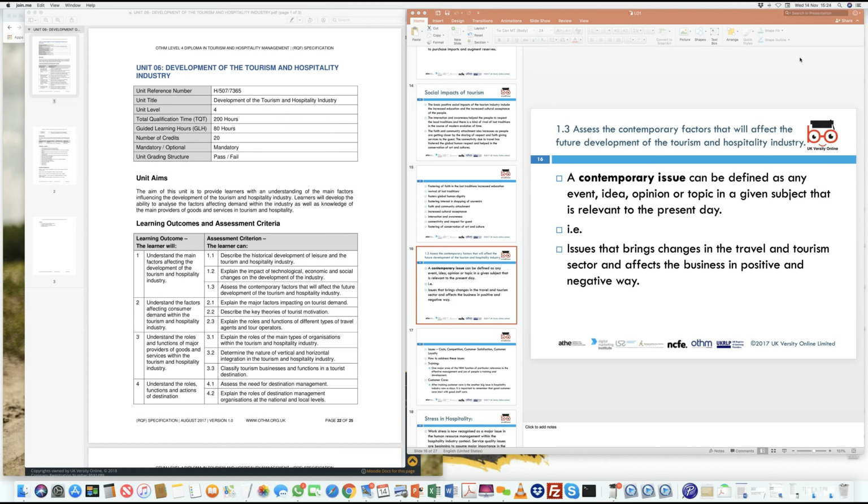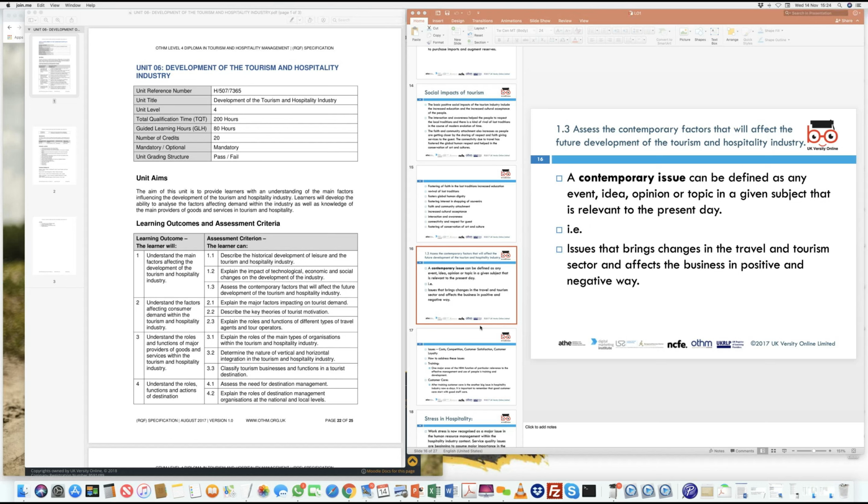So the definition of being contemporary is the fact that it's an issue which is ongoing and can affect you today, tomorrow, and even in the long run. But this issue has to be dealt with not just solely by the travel and tourism sector, but also by other sectors which are involved directly or indirectly with regards to creating employment or opportunities within this sector.